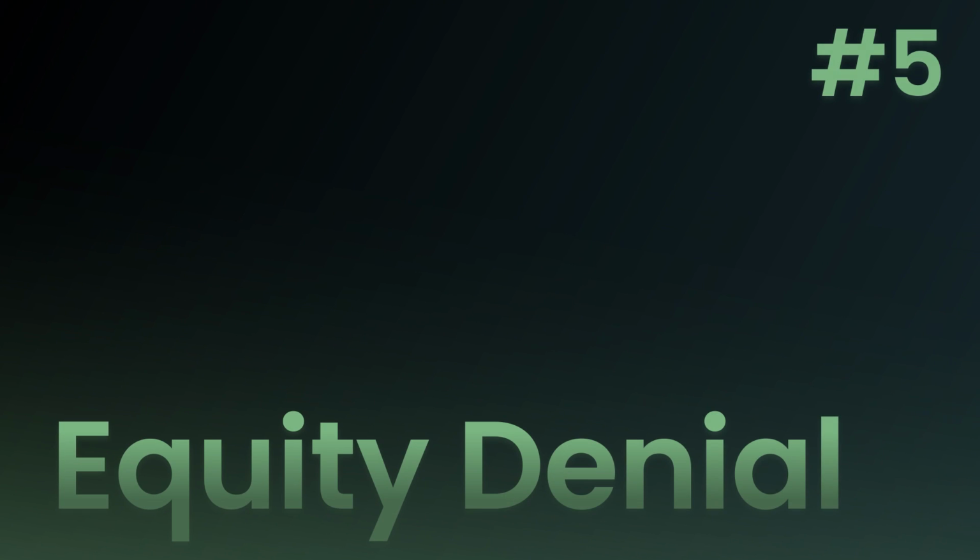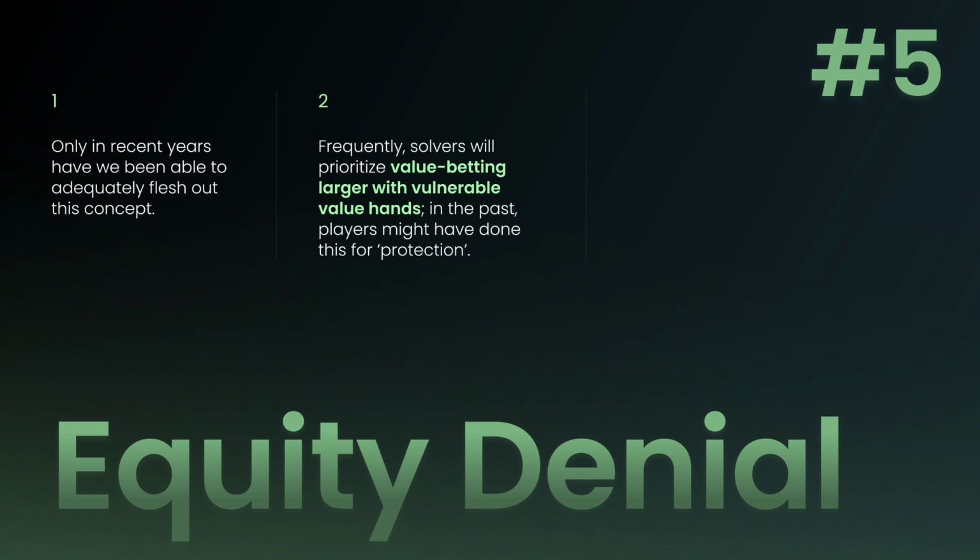So our final GTO discovery here is the concept of equity denial. Now, it's only really been in recent years, the last 5 years or so, that we've really been able to flesh this concept out in the right way. What we see is that frequently solvers are going to prioritize value betting larger on earlier streets with vulnerable value hands. And in the past, players might have done this for protection.